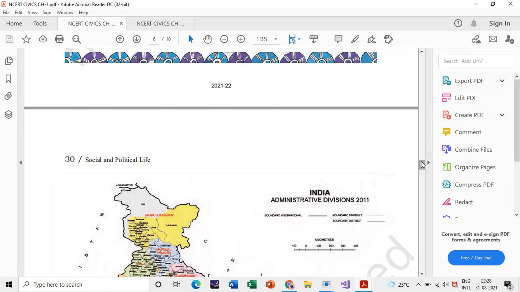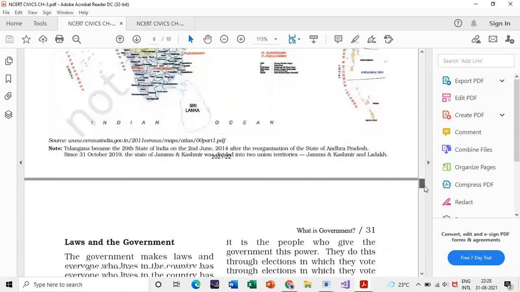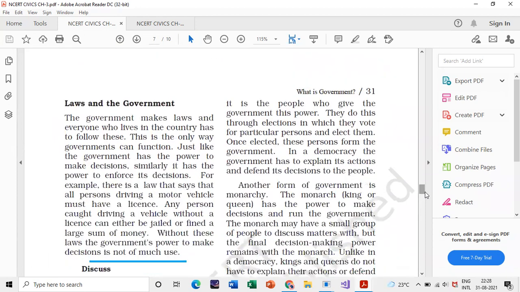The question is very important here. We are here to discuss the possible questions, so I tell you the question is like this. The next thing is: the government makes laws and everyone who lives in the country has to follow them. This line is very important. Why is there a need for laws? This is your answer. Why does the government make laws?